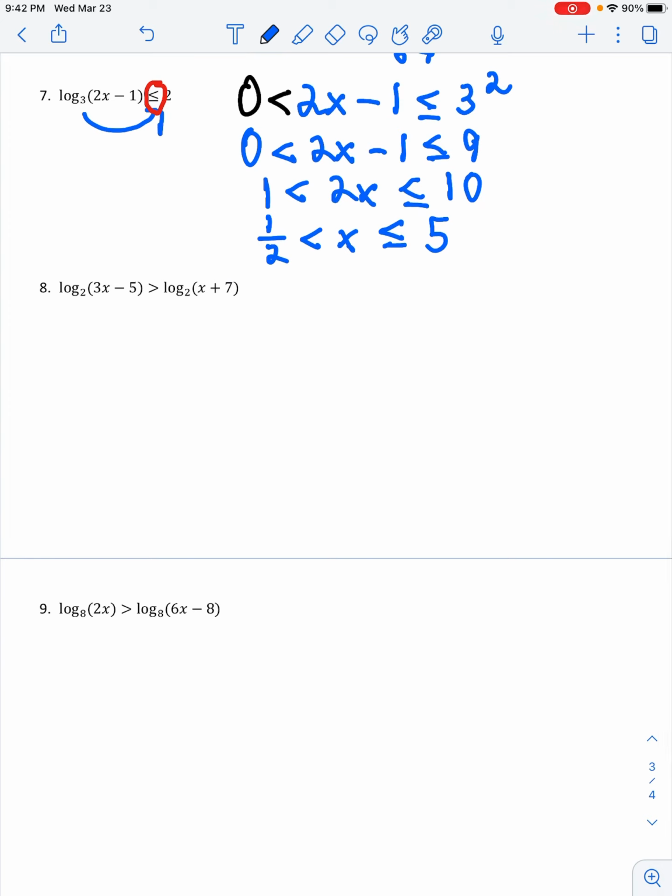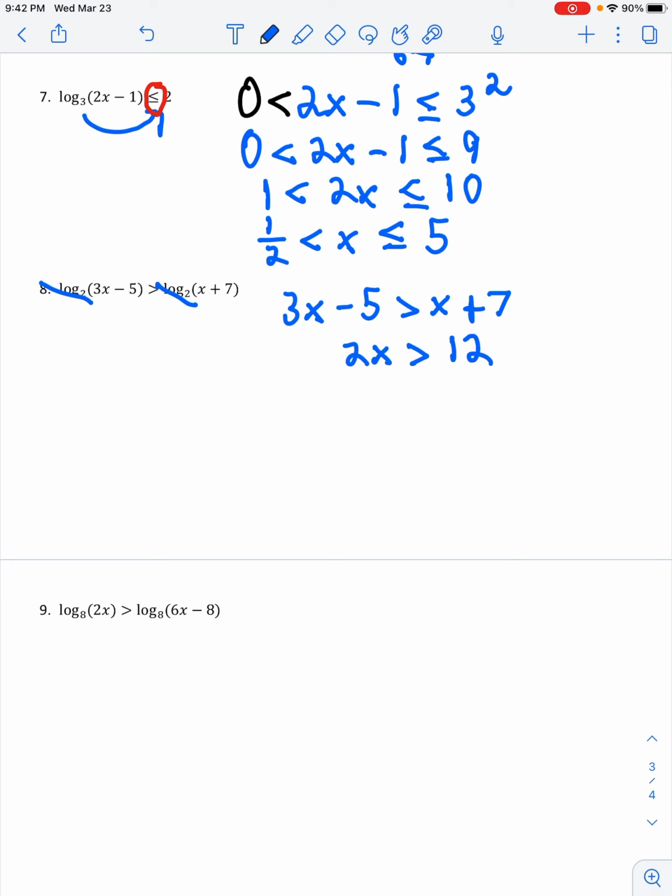Number 8. These are two logs of the same base. Log base 2 of 3x minus 5 greater than log base 2 of x plus 7. Since the bases are the same, I can set the arguments in the same relationship and say 3x minus 5 is greater than x plus 7. And if I go to solve that, that means 2x would be greater than 12 and x is greater than 6.